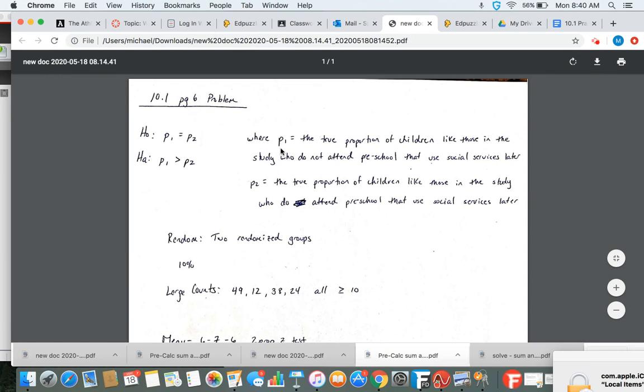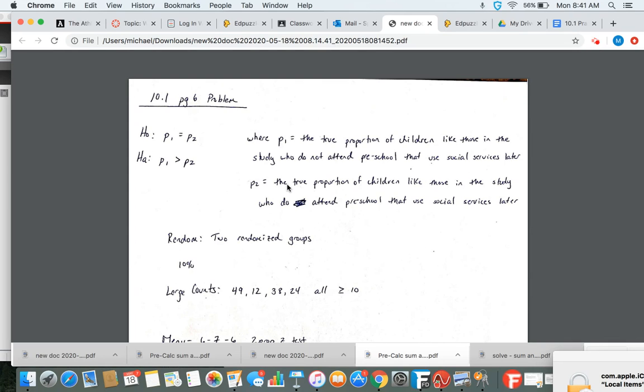So it's important that we define these. My p1 is going to be those children that did not attend preschool. p2 would be those that did attend preschool. So we think that the proportion of students that did not attend and needed social services later on in life, we think that that's greater than those that did attend.